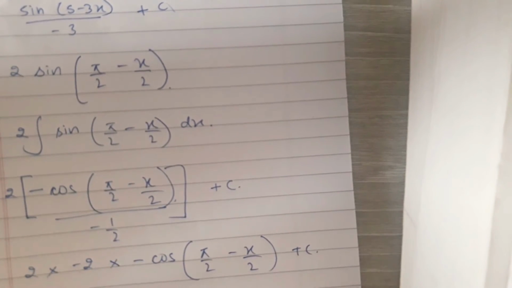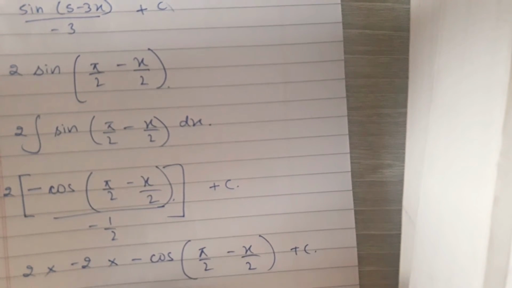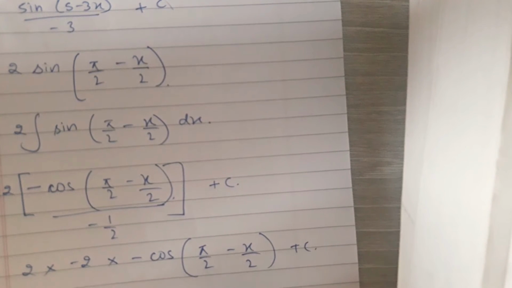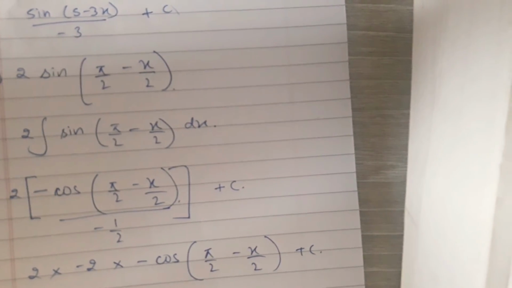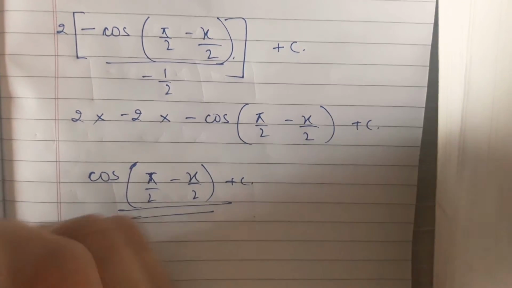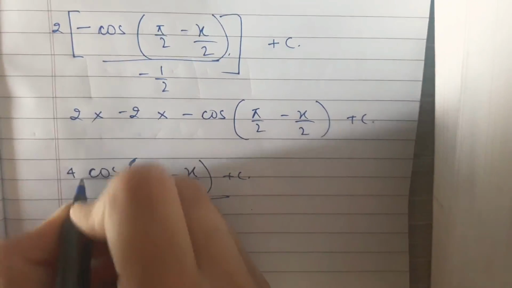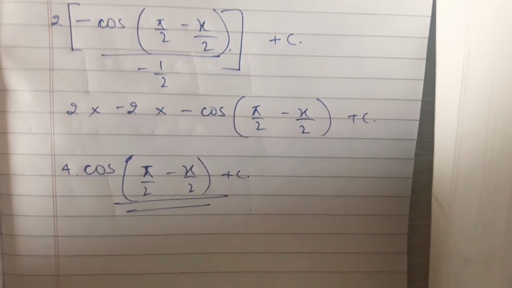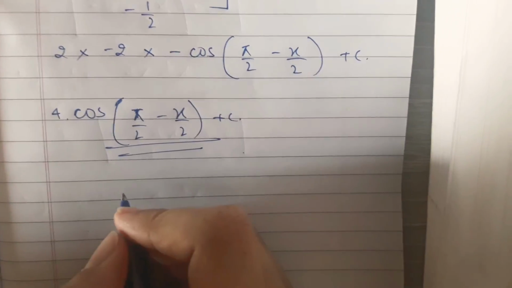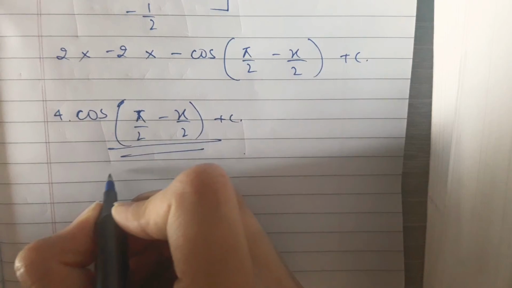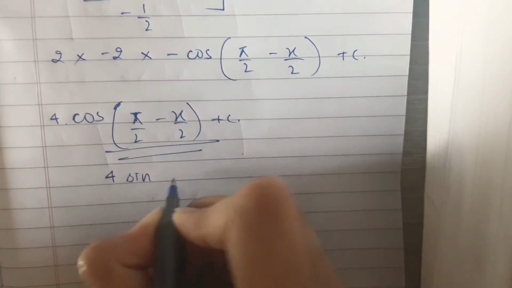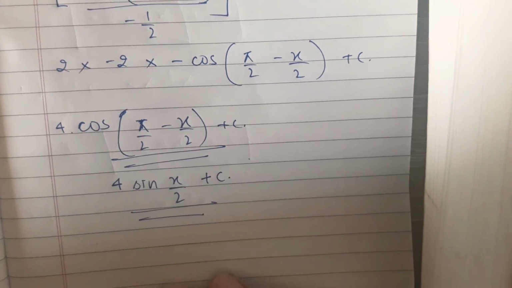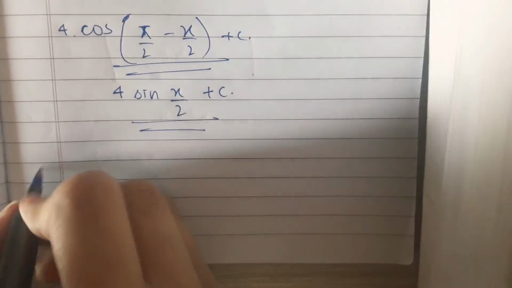And we're left with the final answer as cos pi by 2 minus x by 2 plus c into 4 here. But we also know that cos pi by 2 minus any angle is sine of that angle. So the final answer, the simplified answer, would be 4 sine x by 2 plus c. Let's move on to the third sub-question.